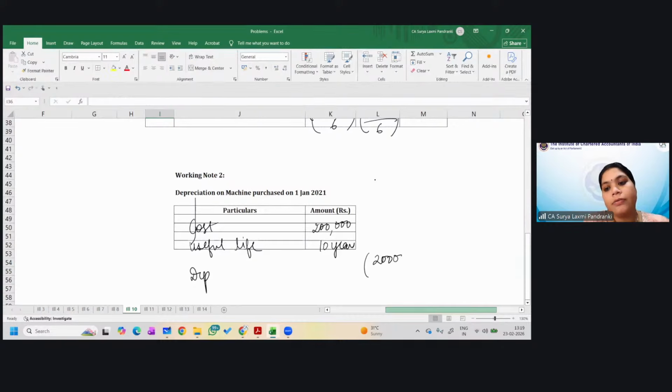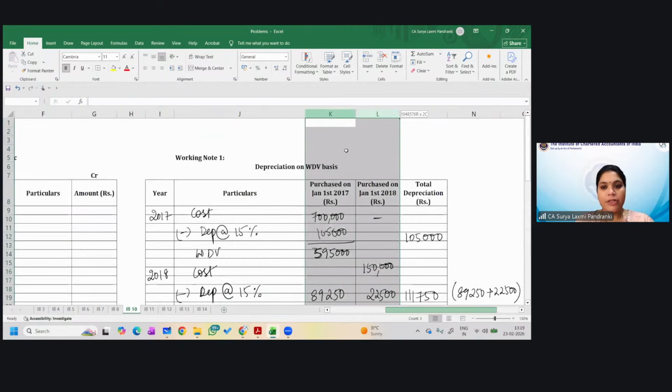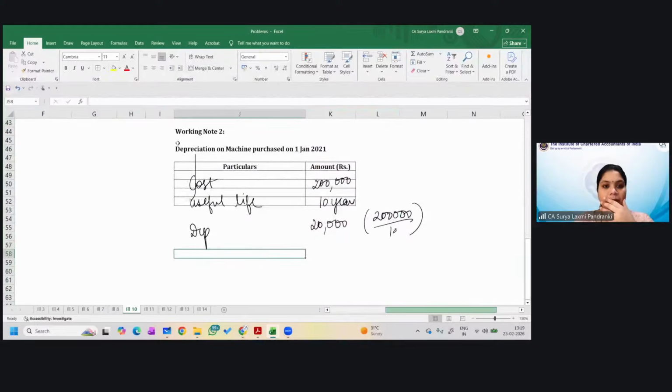2 lakh divided by 10, which is 20,000. Am I clear? This is the machine which was purchased on 1st January 2021. And these two are the machines which are purchased on 17 and 18. Clear?